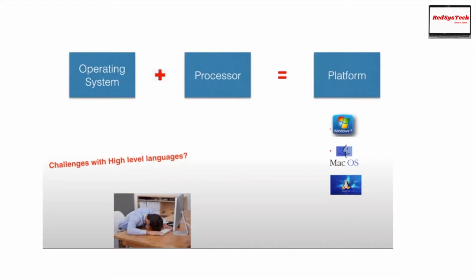So there were some challenges developed in those days with languages like C and C++, where they had some problems with these high-level languages. The language they built is robust in terms of functionality, but there was a problem. In those days, a lot of platforms had evolved, like Windows OS, Mac OS and Linux.